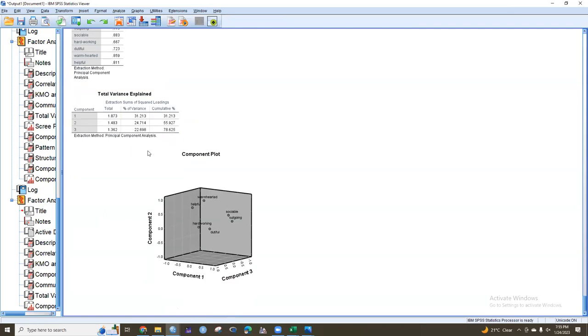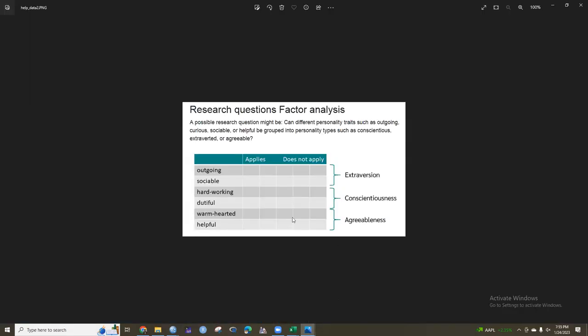Okay, and this is a three-dimensional plot, component one, component three. So social and outgoing are close to each other. Hardworking and dutiful are close to each other, and helpful and warm-hearted are close to each other. And you can also see in this diagram that outgoing and sociable are the extraversion trait of the person. Hardworking and dutiful is his consistency, and warm-hearted and helpful is his agreeableness.